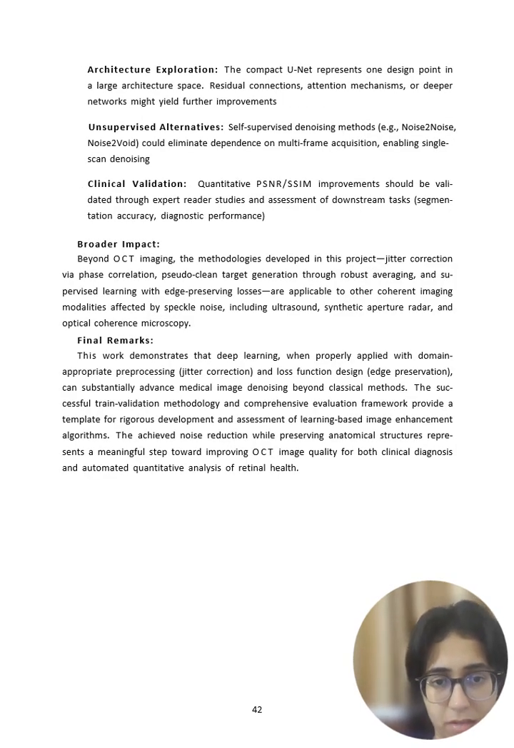Beyond OCT images, the methodologies in this project, that is jitter correction via phase correlation, pseudo-clean targets, robust median filtering, and all of these things, can be used in further applications as well. The work demonstrates that deep learning, when properly applied with domain-appropriate pre-processing and loss function design, can help advance medical image denoising beyond classical methods.